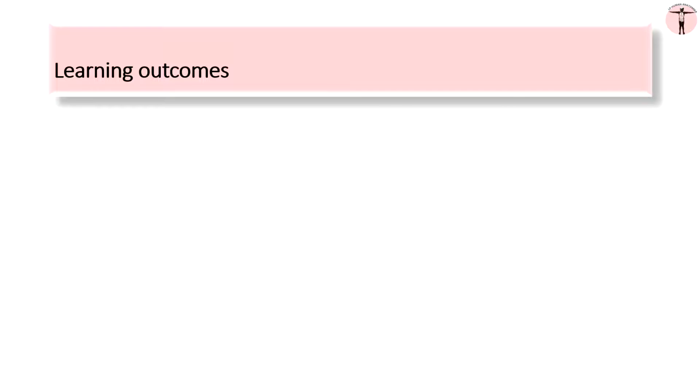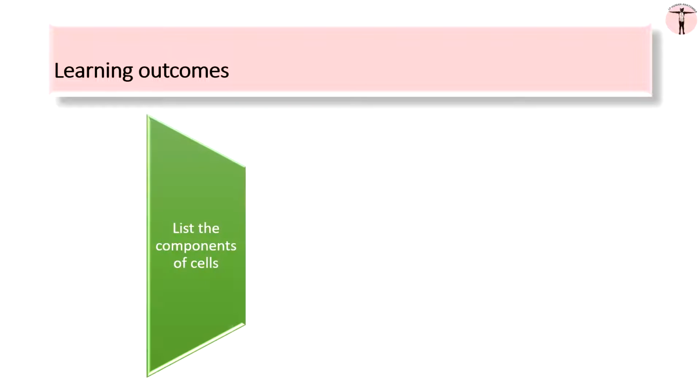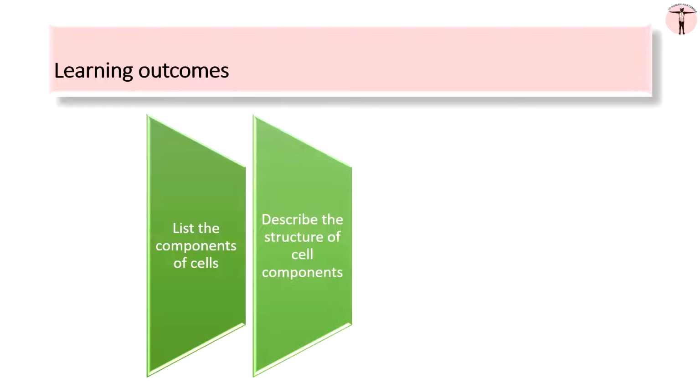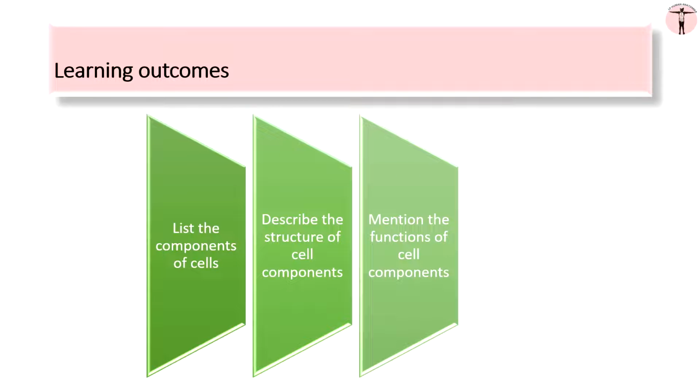Let us see what are the learning objectives or outcomes. By the end of this session, you should be able to list the components of cells, describe the structure of cell components, mention the functions of cell components, and understand its clinical significance.